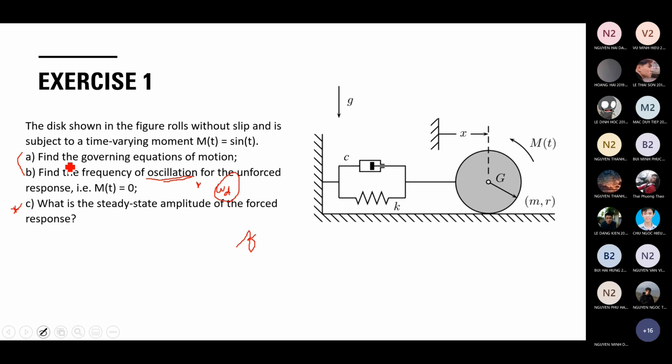Okay, another question for A and B? If you have no more questions, now how do we calculate the amplitude of the forced response? How do we calculate the steady state amplitude of the forced response?